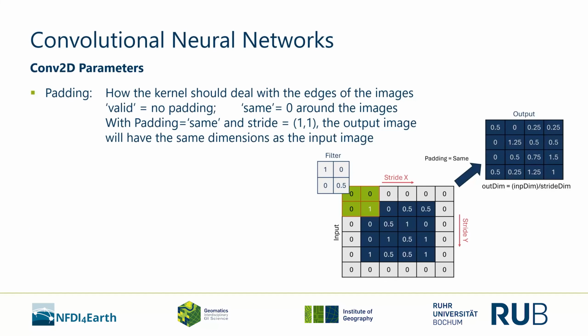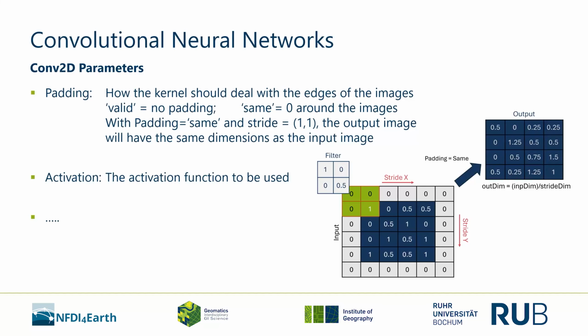The padding is intended to counteract the shrinking of the image by placing a border around the image. Under the padding setting same, zeros are placed around the image to artificially enlarge it, which counteracts the downsizing. The combination of a stride of 1 and a padding of same means that the size of the image remains unchanged.